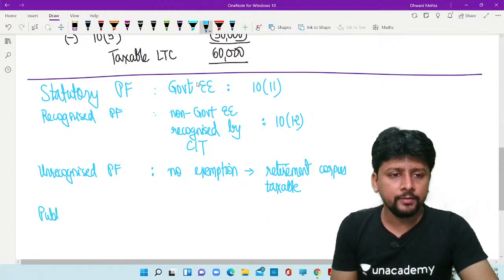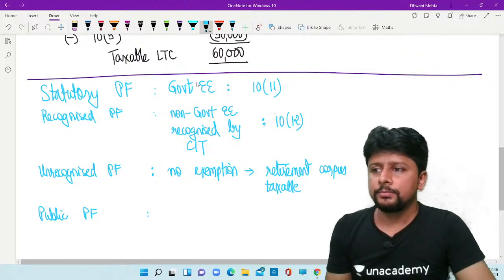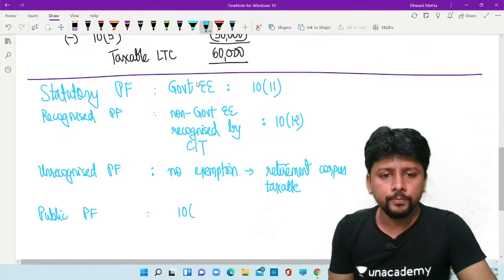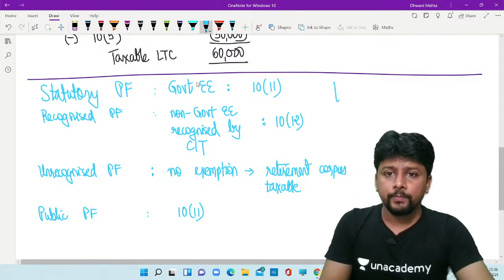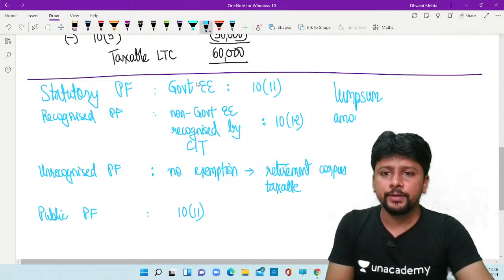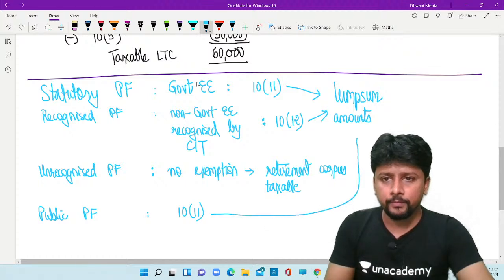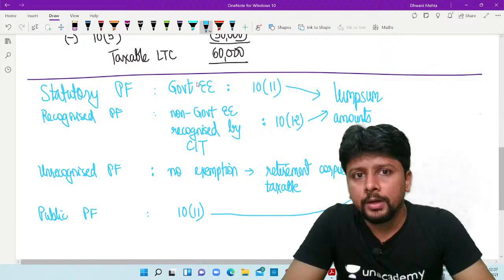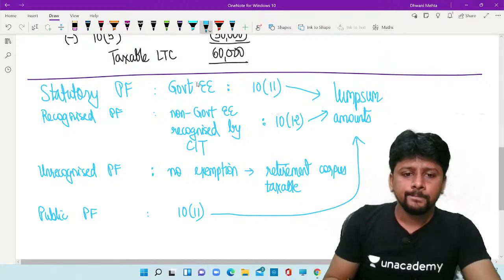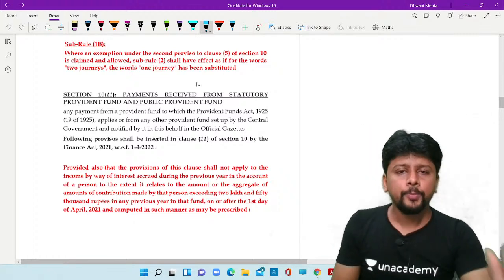And then you have public provident fund. Public provident fund is for the benefit of the general public, and here also we used to get an exemption under 10(11). I am talking about the lump sum amounts received on retirement, on termination. 10(11), 10(12) lump sum amounts. Now, the amendment that is introduced is in 10(11) also and 10(12) also. A proviso is introduced.